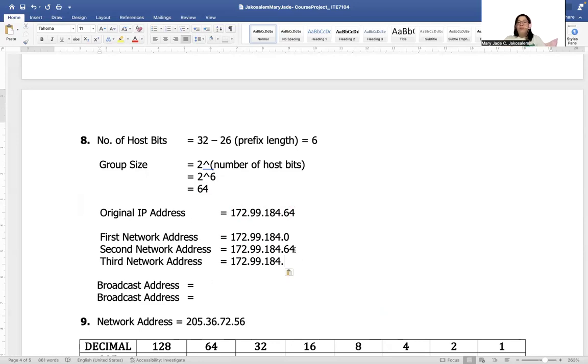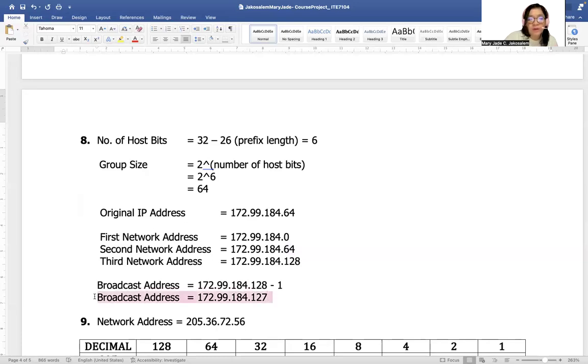So for the fourth octet, we have 64 here. Then we have to add another group size. So 64 plus 64 is equal to 128. Hence, our broadcast address is 172.99.184.128 minus 1. So our final answer is 172.99.184.127. Because again, we deducted 1 from 128.